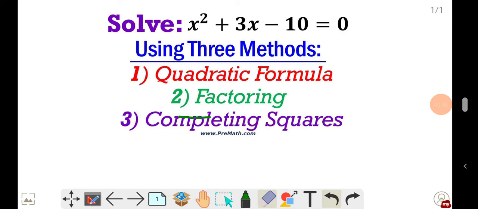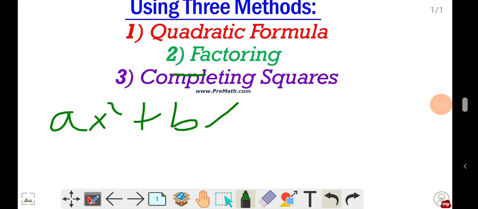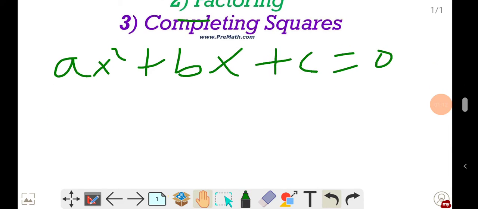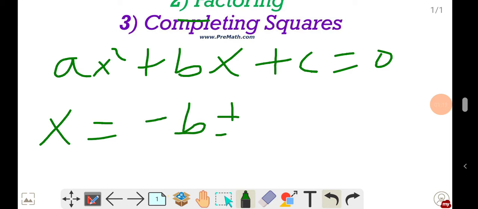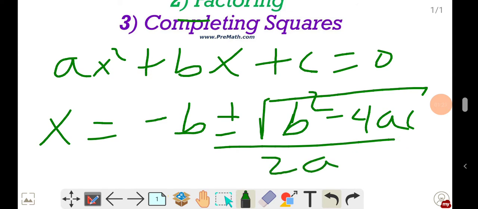Okay, so to apply the quadratic formula, we need to identify the a's, the b's, and the c's. How does the quadratic formula work? Let us see it. First of all, if we have a quadratic equation, ax squared plus bx plus c is equal to 0, this is the general form of a quadratic equation. The formula that we are going to use will be x is equal to negative b plus or minus the square root of b squared minus 4ac, the whole in the square root, over 2a. This is the formula that we are going to use to solve a given quadratic equation.